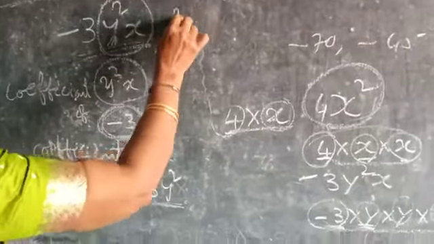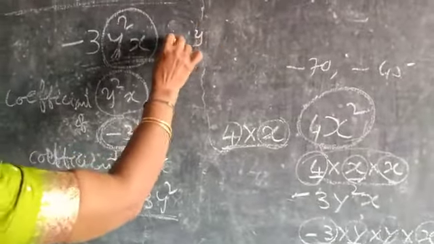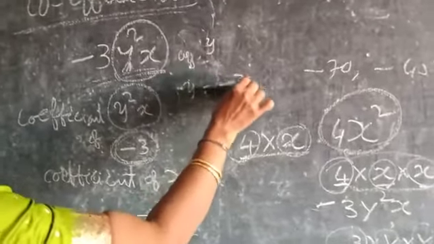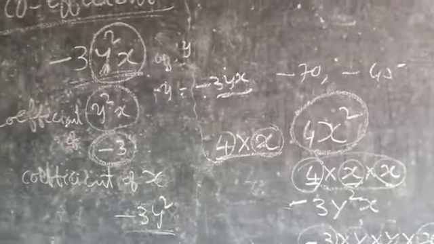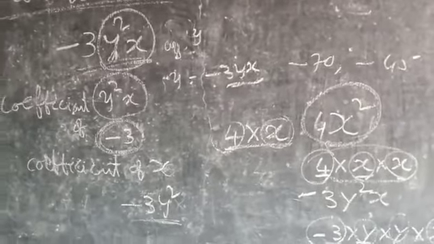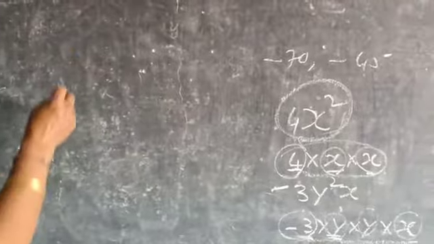Suppose what is the coefficient of y? Coefficient of y means what you will write? You write minus 3 into x. These are the coefficient of y. Like that you have to write the coefficient. Do you understand now?